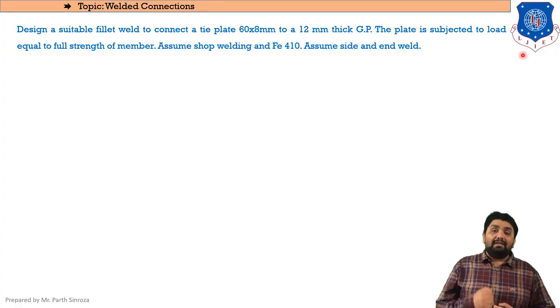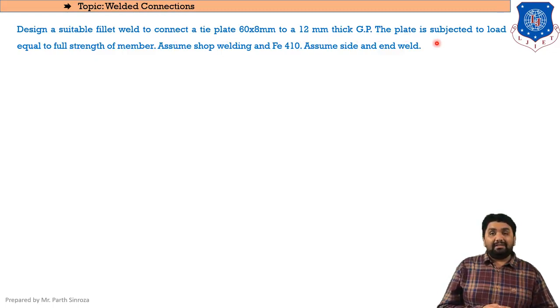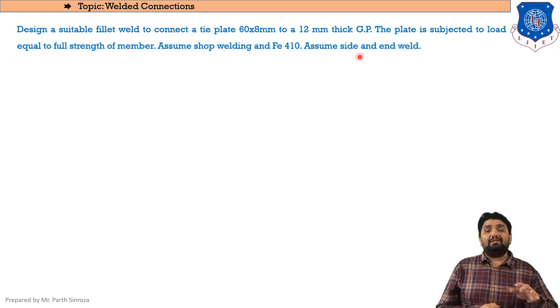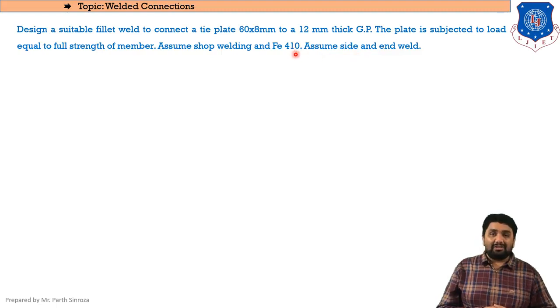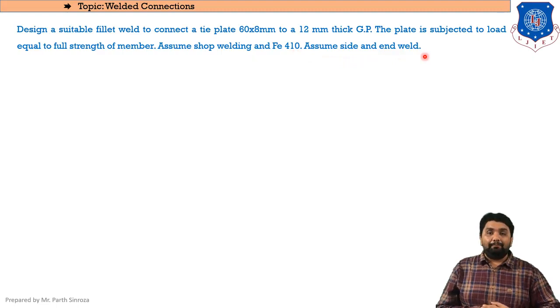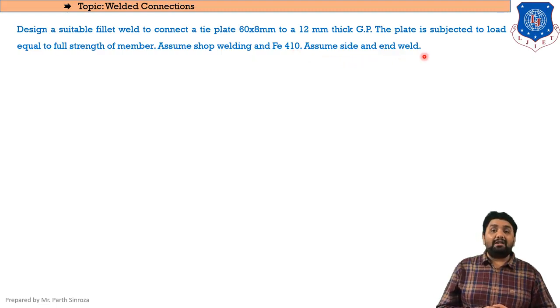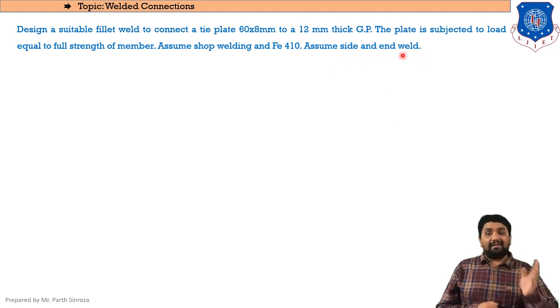So moving further, this was the sum that we discussed in the last lecture. The question was: design a suitable fillet weld to connect a tie plate 60 x 8 mm to a 12 mm thick GP. The plate is subjected to a load equal to the full strength of the member. Assume shop welding and Fe410 plates. This was the same sum as the last lecture. The only thing that is changed here is to assume side and end weld. In the last lecture we assumed only side welds, and here we are discussing side welds as well as end welds.